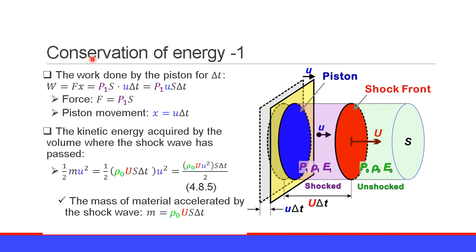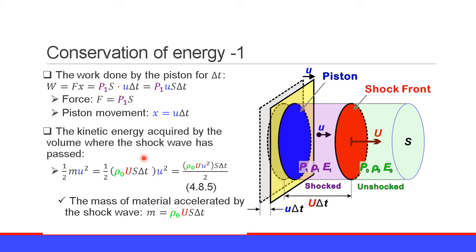The last is conservation of energy. First, let us consider the work done by the piston. So the piston pushes this liquid with pressure P, and the distance of movement is u times delta t. The force is P1, the pressure over this plane, times area S. Then the work is F times x, which is equal to P1 S u delta t.